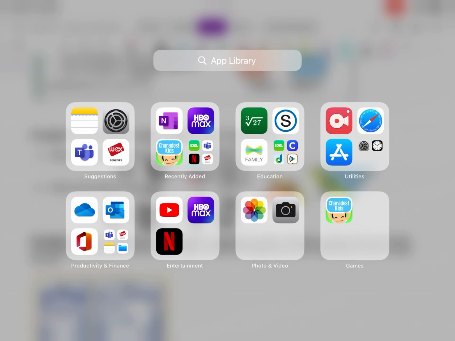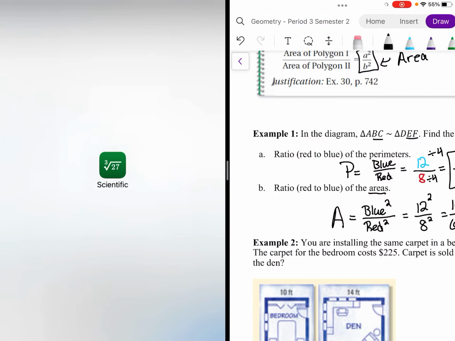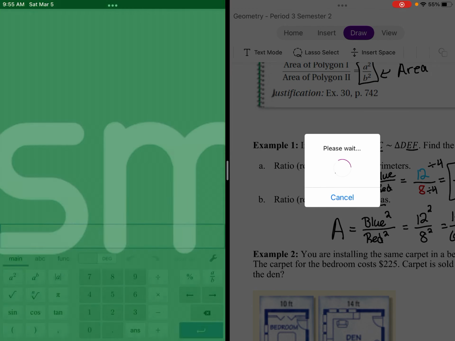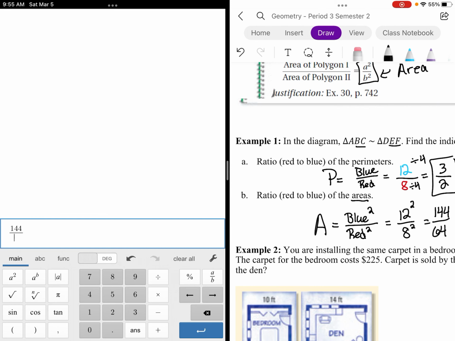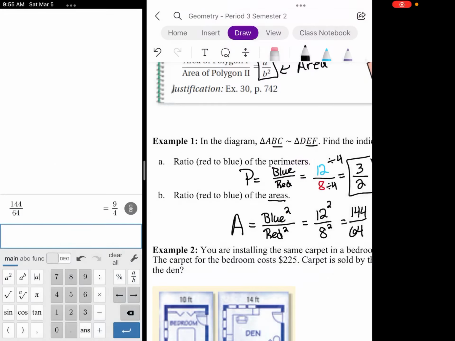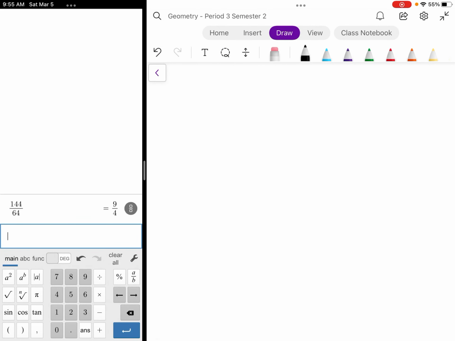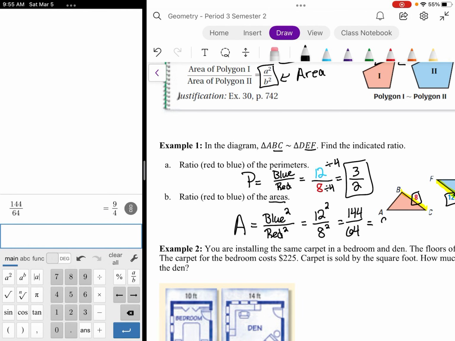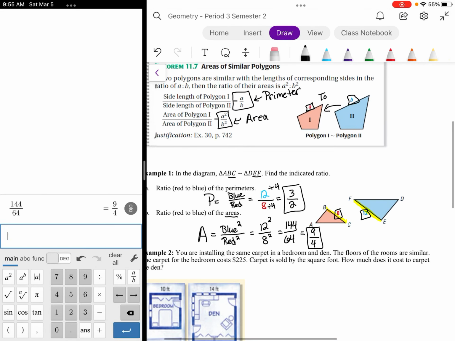And then we can grab out our calculator to simplify that fraction. 144 divided by 64 fraction. So that would be equal to 9/4. And you'll notice that 9/4 is just our ratio of our perimeters squared. So if we just wanted to square 3/2 to get our area ratio, that works as well. Then we wouldn't have to simplify.